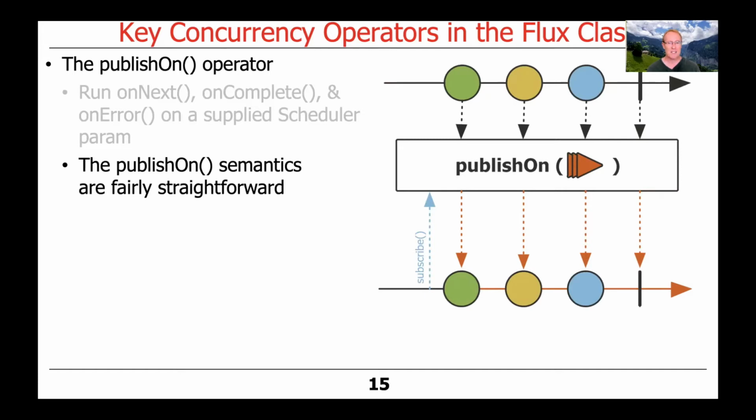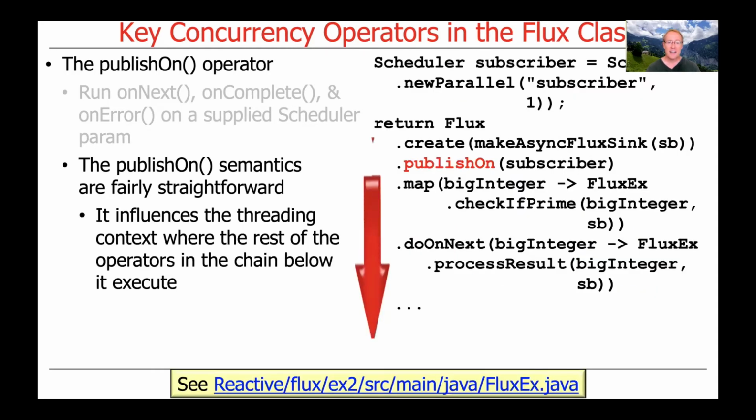Remember, subscribeOn has this characteristic that things actually ahead of the call to subscribeOn will be affected by it, as well as things that occur below it. In contrast, what publishOn does is it influences the threading context where the rest of the operators in the chain below it execute. And again, we'll also take a look at this example later when we get to the case study. But here, we're creating another scheduler, which is going to be the subscriber. And it also is calling the new parallel factory method, which we'll talk about in just a moment.